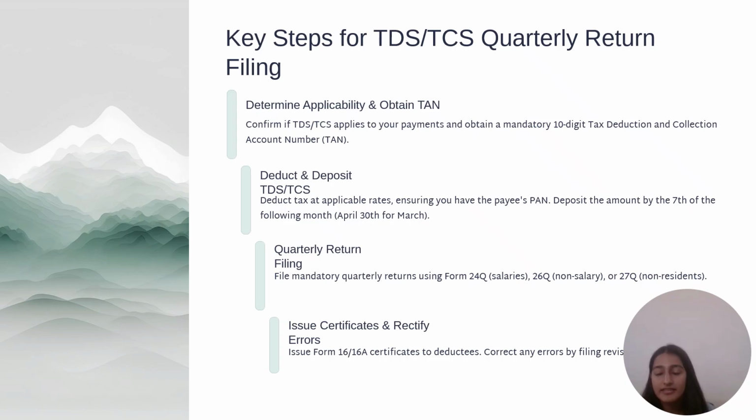Major steps for the TCS and TDS quarterly return filing are: determine the applicability and obtain TAN. TAN is a major component for TDS and TCS collection, and it is a 10 digit account number. Then the associate needs to deduct and deposit TCS and TDS to the government. Then file quarterly returns and then issue certificates, and rectify errors using Form 16 and 16A if there is any correction or rectification in the file.